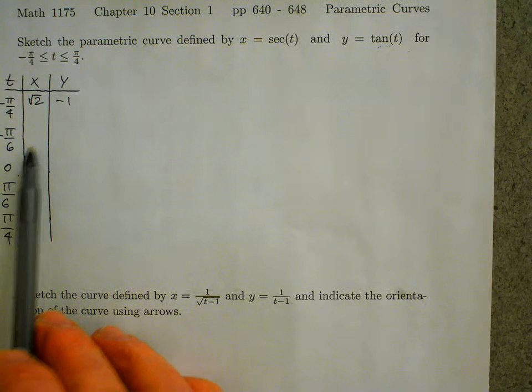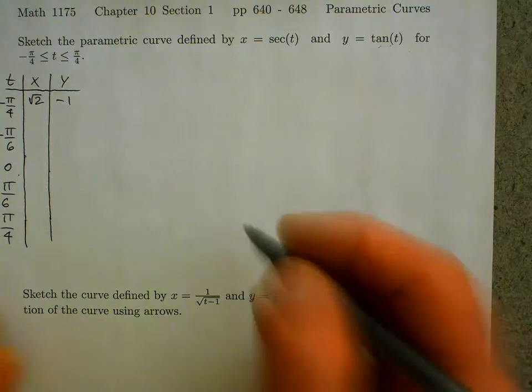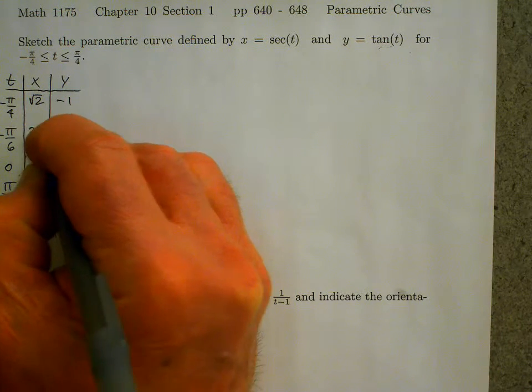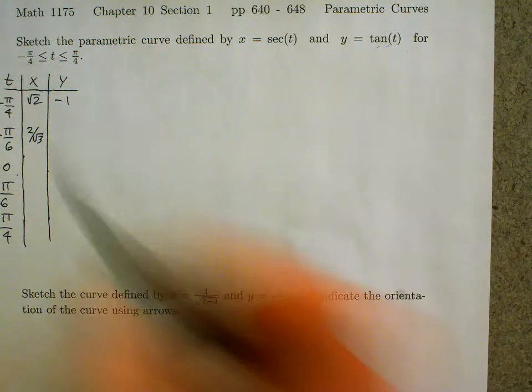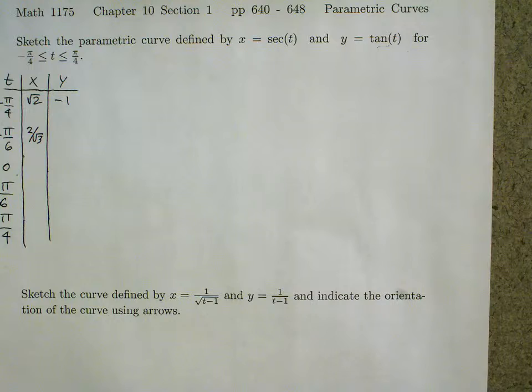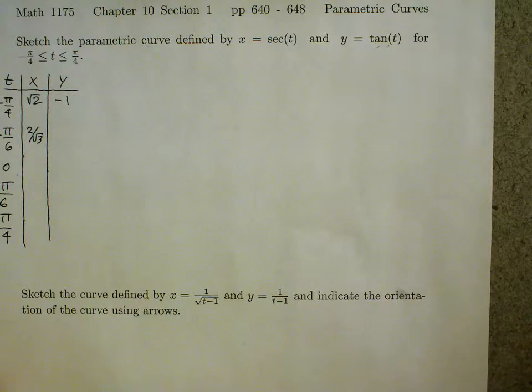Okay, secant of negative pi over 6. Well, cosine of negative pi over 6 is the square root of 3 over 2. So the reciprocal is 2 over the square root of 3. The square root of 3 is about 1.72 or so. So 2 over 1.7 is a little bit bigger than 1. So I see that you agree that this is a lame example.